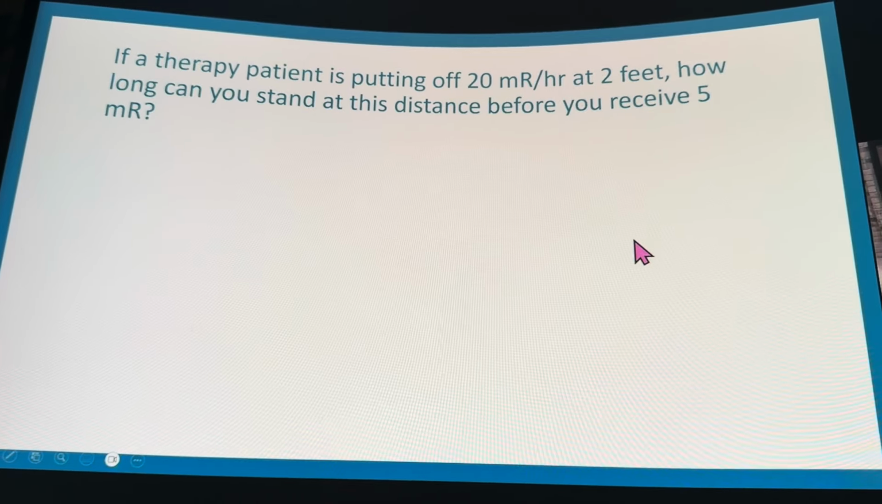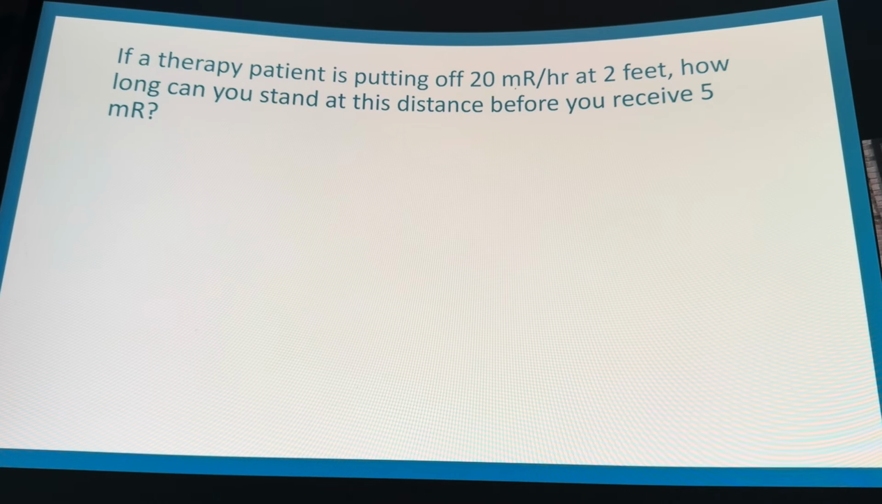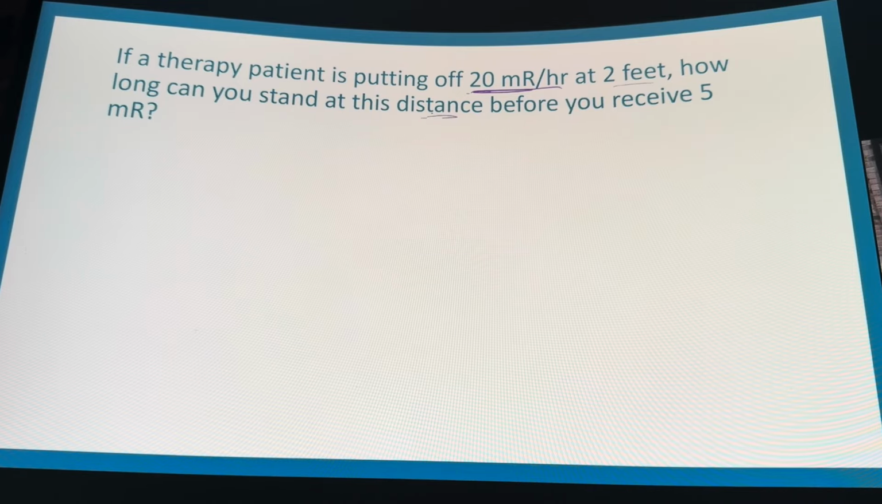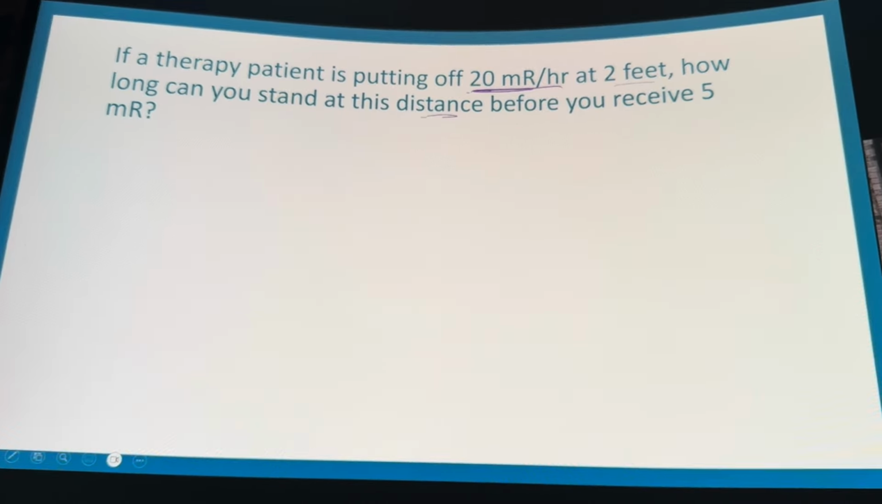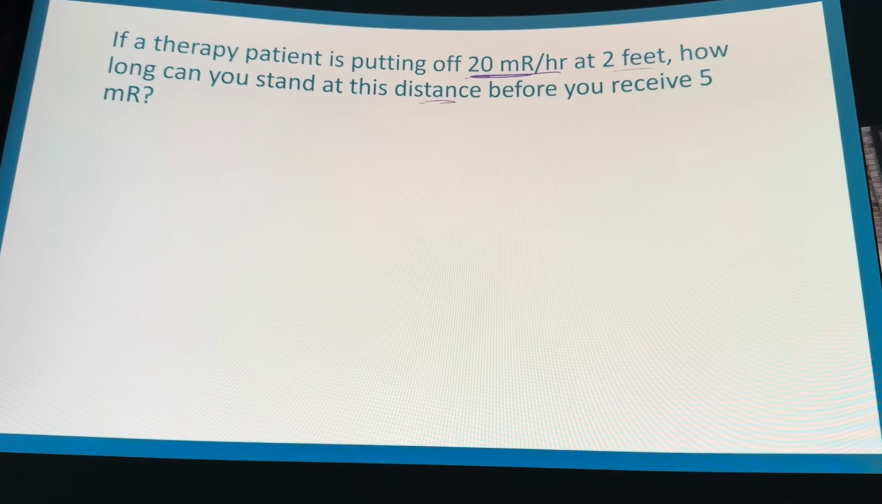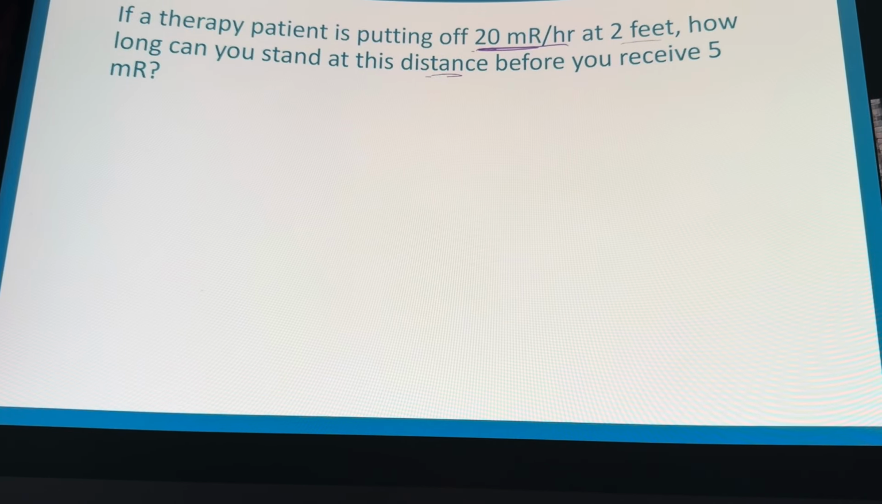All right, one more in time, then we're moving to distance. We're going to ask it a different way. Your therapy patient is putting out 20 MR per hour at 2 feet. How long can you stand at this distance? So even though I'm given distance, doesn't mean I have to do distance, because it's telling me I'm not changing my distance. So that's irrelevant information.